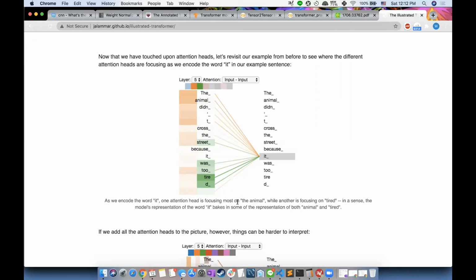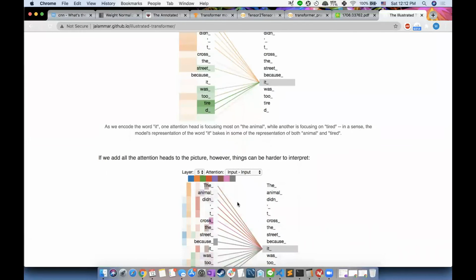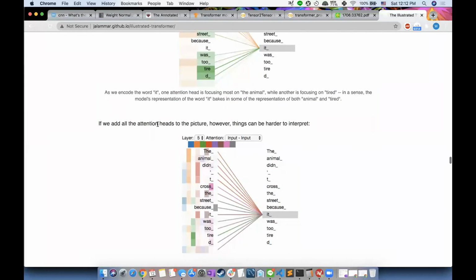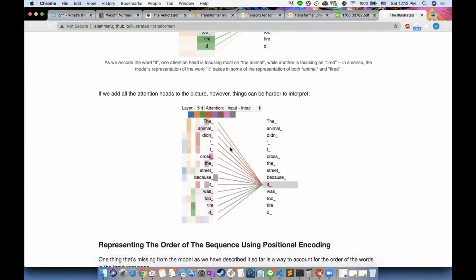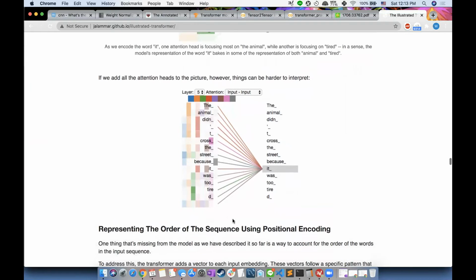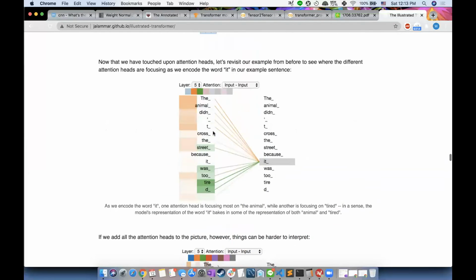If we add all the attention heads to the picture, so again, 8 attention heads, 1, 2, 3, 4, 5, 6, 7, 8, and these are the 8 colors. However, things can be harder to interpret. If we look at a bunch of colors, it's just harder to explain. But you know, it was easier here.